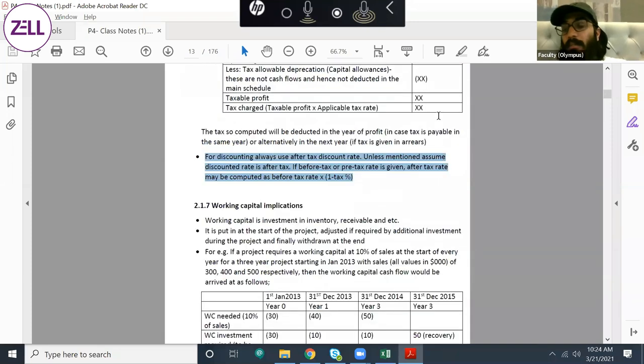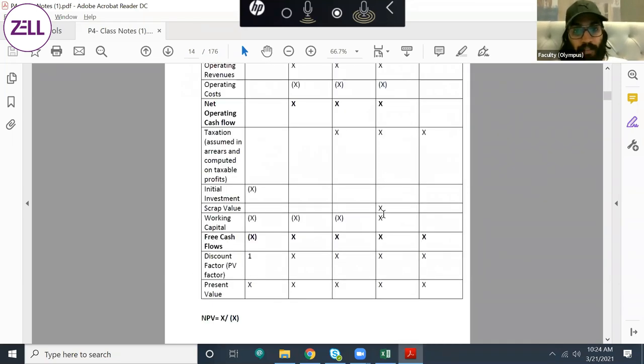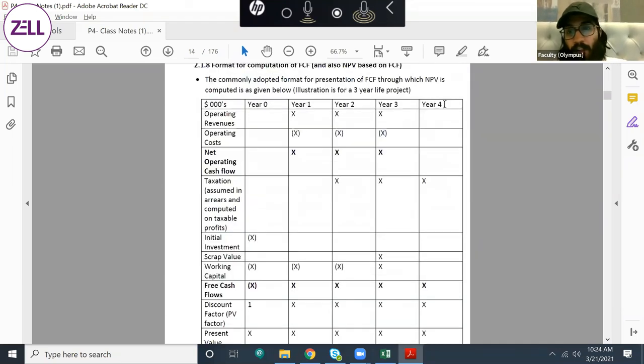Now, for tax, I calculate the liability, but sometimes it may be payable in the same year or in arrears. What do I mean by that? Here the tax is given in year 4. Now, in this question, it is assumed to be in arrears. What do you mean by arrears? Arrears means you'll pay 1 year later, right? Everyone knows that? Arrears? Yes, sir. That means year 1's tax liability, you will pay in year 2. Year 2's liability, you will pay in year 3, and year 3's you'll pay in year 4.